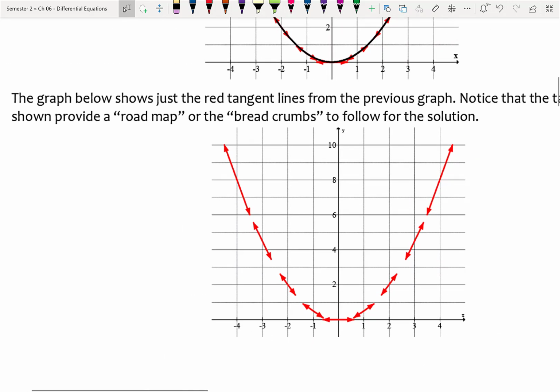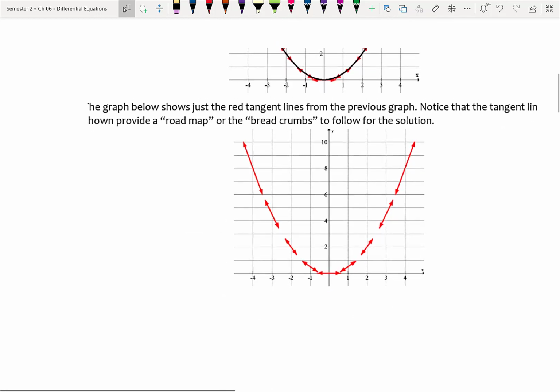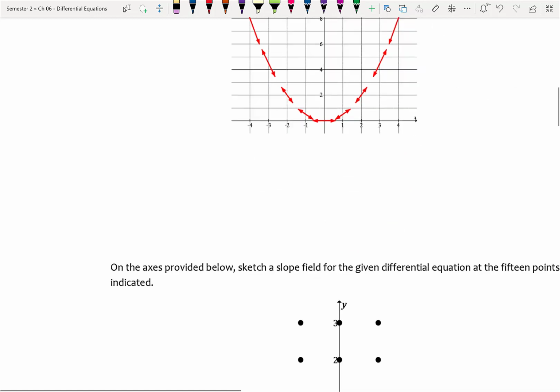What it says is that the graph shows just the red tangent lines from the previous graph. Note that the tangent lines shown provide a roadmap, or we say breadcrumbs, to follow for the solution. Meaning if I put a point here and I had that curve, you guys could actually draw the whole curve out pretty well without having the equation down.